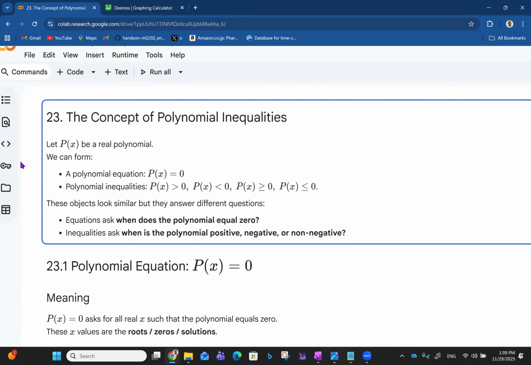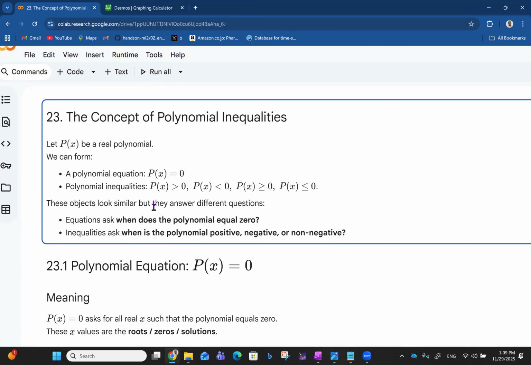So let P of X be a real polynomial. We can form a polynomial equation, which is P of X equals 0. That's an equation. Then we can have polynomial inequalities anytime we have any of these possibilities: P of X greater than 0, P of X less than 0, P of X greater than or equal to 0, and even P of X less than or equal to 0.